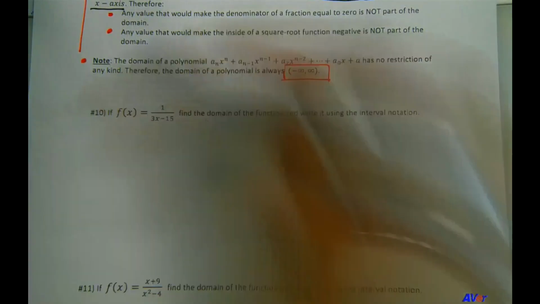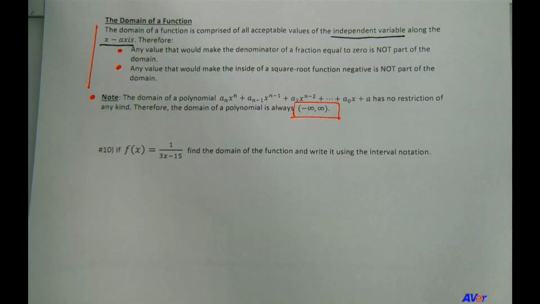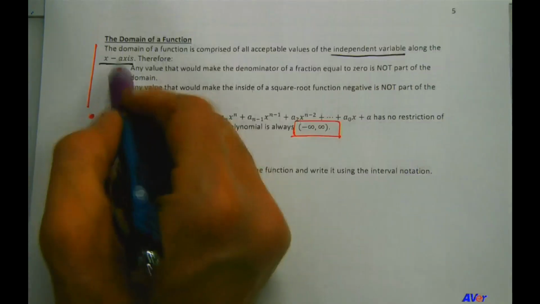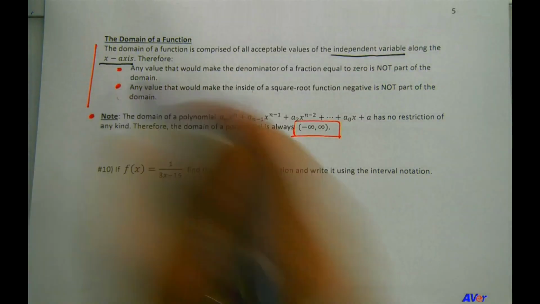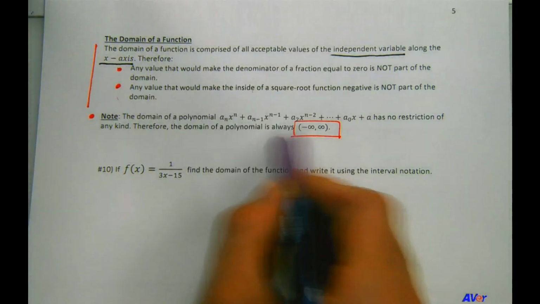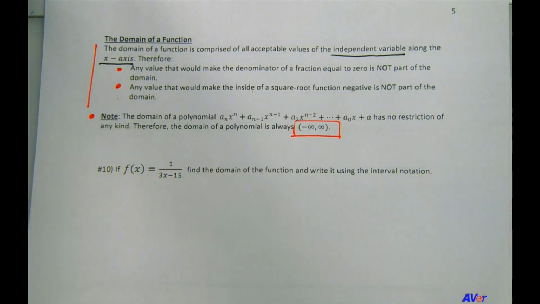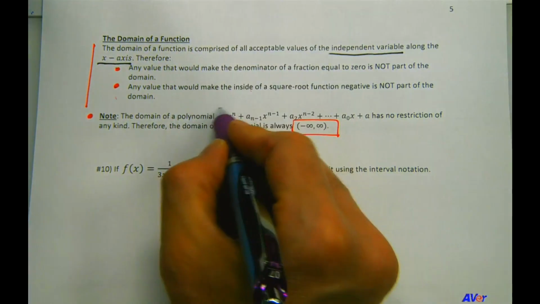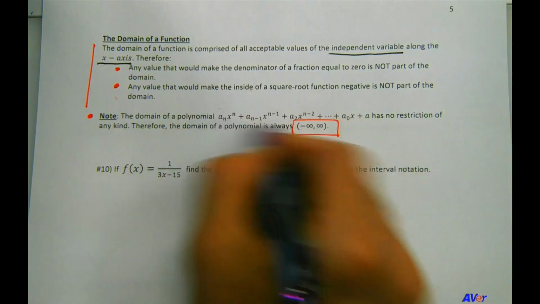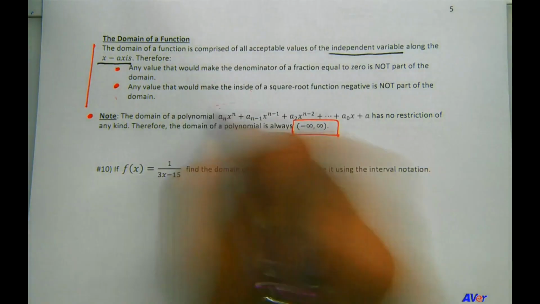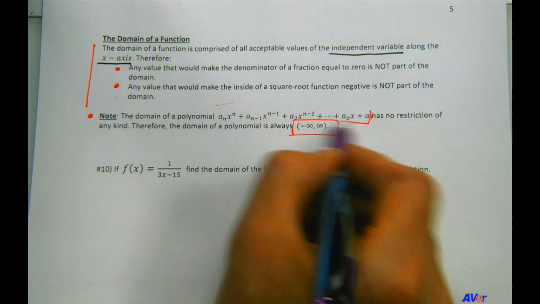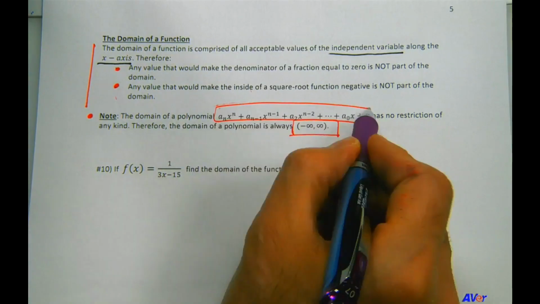So having just discussed these points briefly, at least the first two we've talked about before, but this one may be new to you, the domain of a polynomial. And what you see here is the general equation of a polynomial.